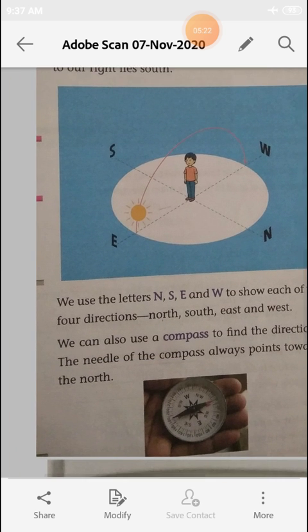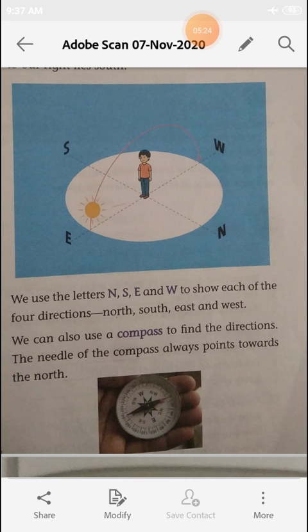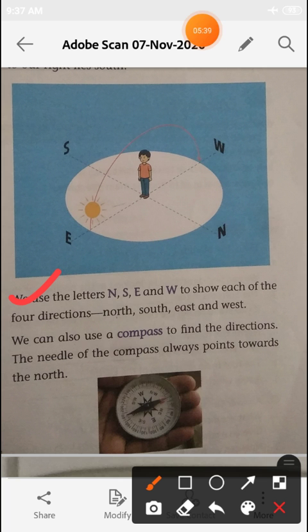Okay, student, tell me, what are the four directions of the earth? Your answer is east, west, north and south. We use the letter N for north, S for south, W for west and E for east to show each of the four directions.